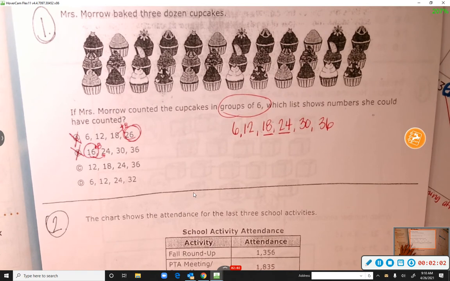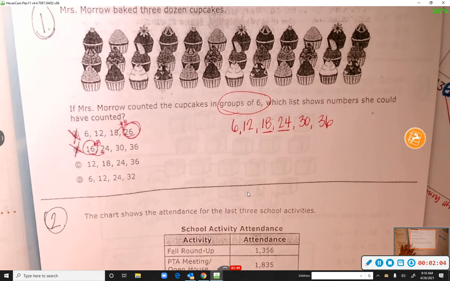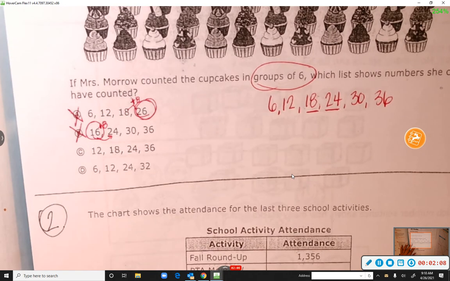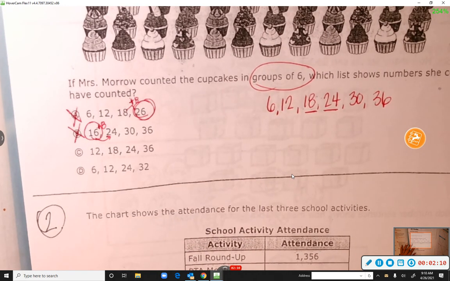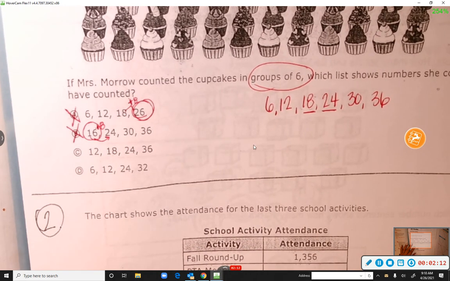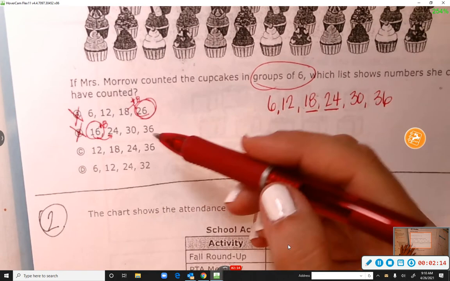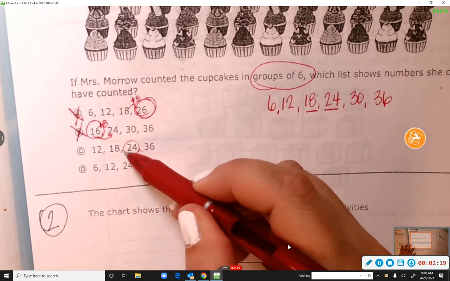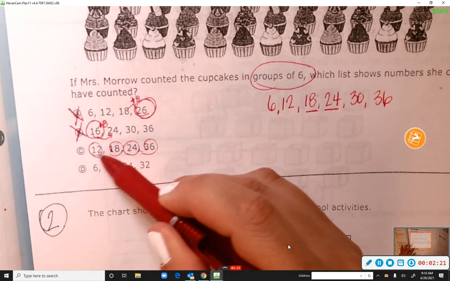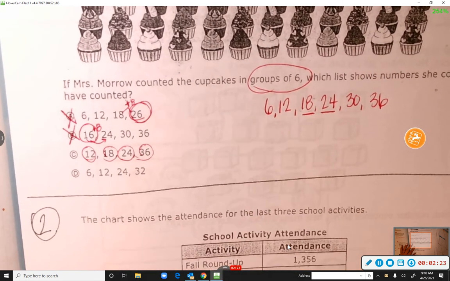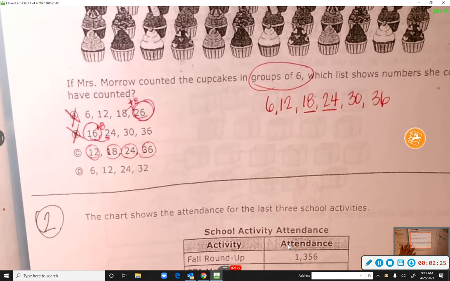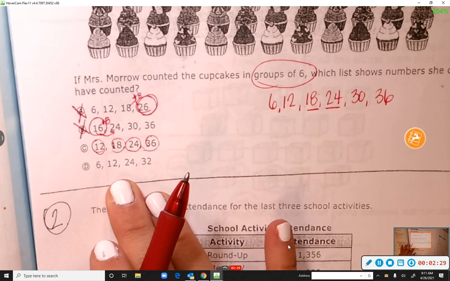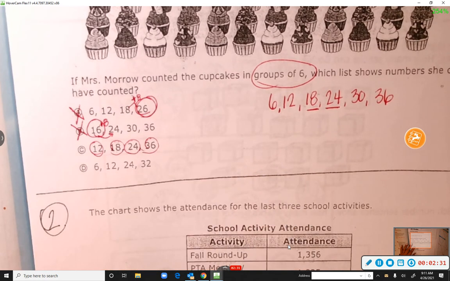Now we go to C. I have 12, 18, 24, 36. What's wrong with that one? Nothing. Even though it's not skipping by 6s here, are these all multiples of 6 that I could say if I were counting by 6s? Yes. Even if we weren't sure, we still could have gone to the next answer choice and see if that one made more sense.